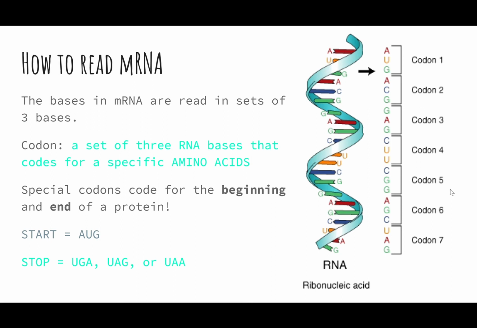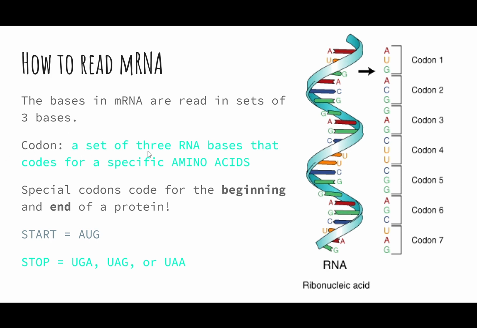And so you might be wondering, how does the ribosome know which amino acids to put together? Well, mRNA, messenger RNA, is a code, and it's read like a code, much like a language or a computer program or something like that. And it's pretty simple. We read them in sets of 3 bases, so 3 letters at a time, and we call that a codon.